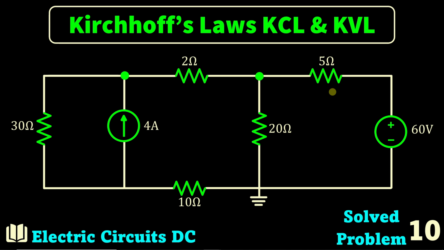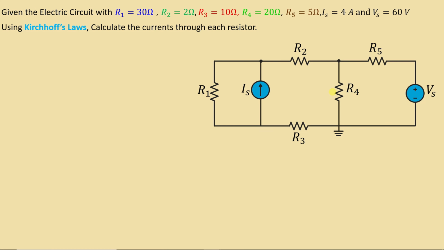Solve the problem number 10. Given the electric circuit with R1 is 30 ohms, R2 2 ohms, R3 10 ohms, R4 20 ohms, R5 5 ohms, and we have a current source IS 4 amps and voltage source VS 60 volts. The question now is to calculate the current in each resistor by applying Kirchhoff's laws.